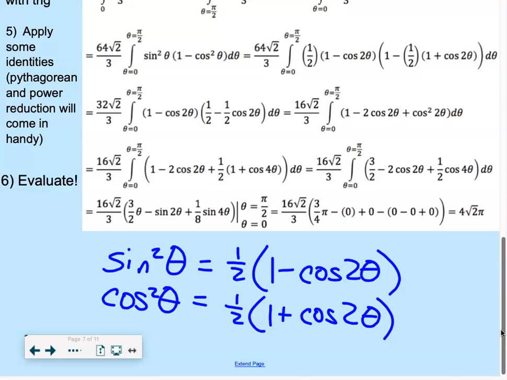So I went ahead and I did both. I replaced my sine squared with a 1/2 times 1 minus cosine 2 theta. And I replaced my cosine squared with a 1/2 times 1 plus cosine 2 theta.